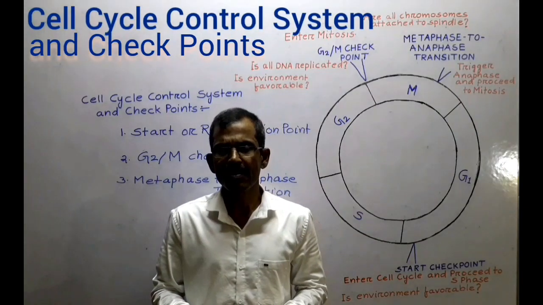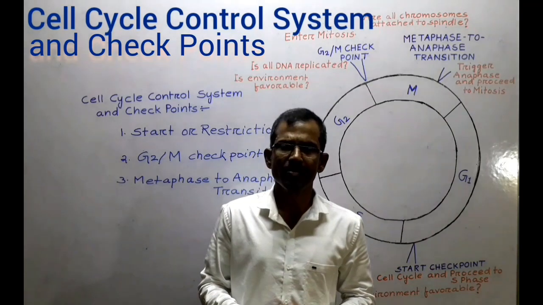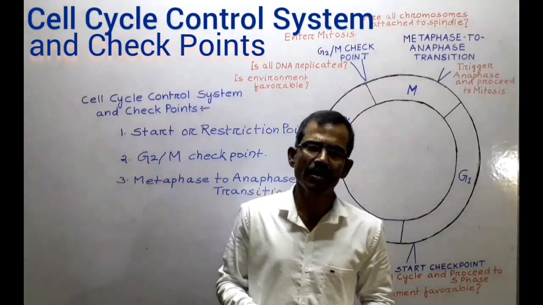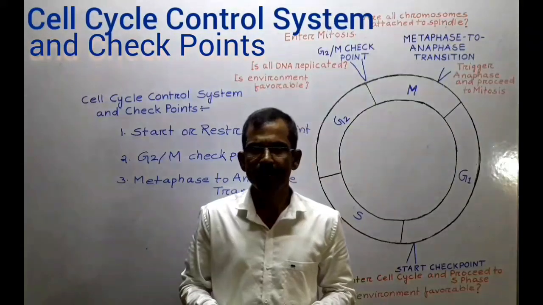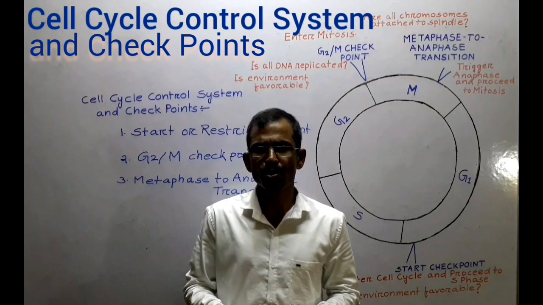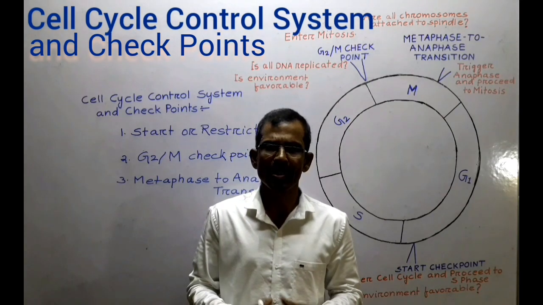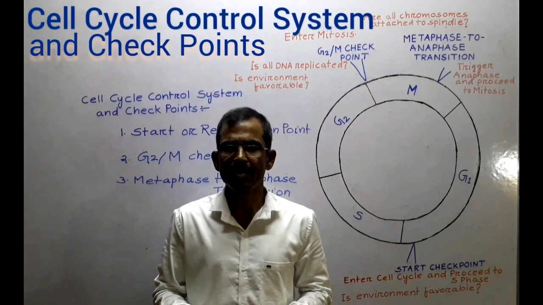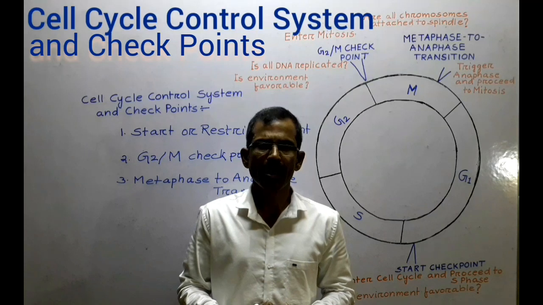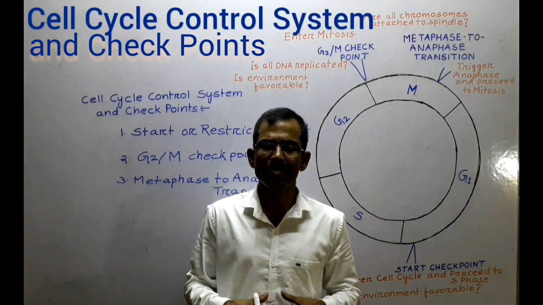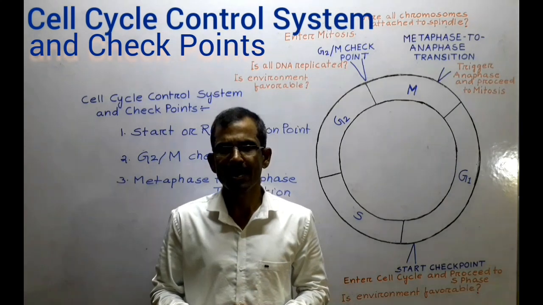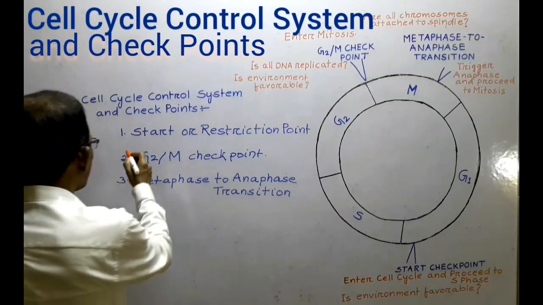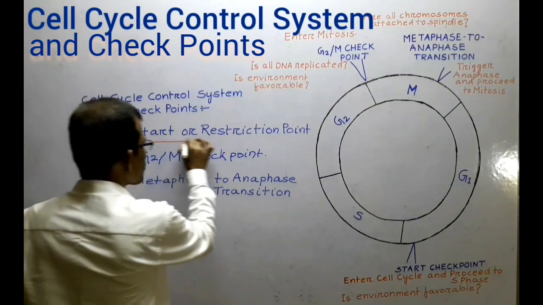Second, the control system can operate effectively under a variety of conditions. Third, the cell cycle control system is highly adaptable. It can be modified to suit specific cell types or to respond to specific extracellular and intracellular signals. In most eukaryotic cells, this control system triggers progression of the cell cycle at three major checkpoints, which are: number one, start or restriction point.